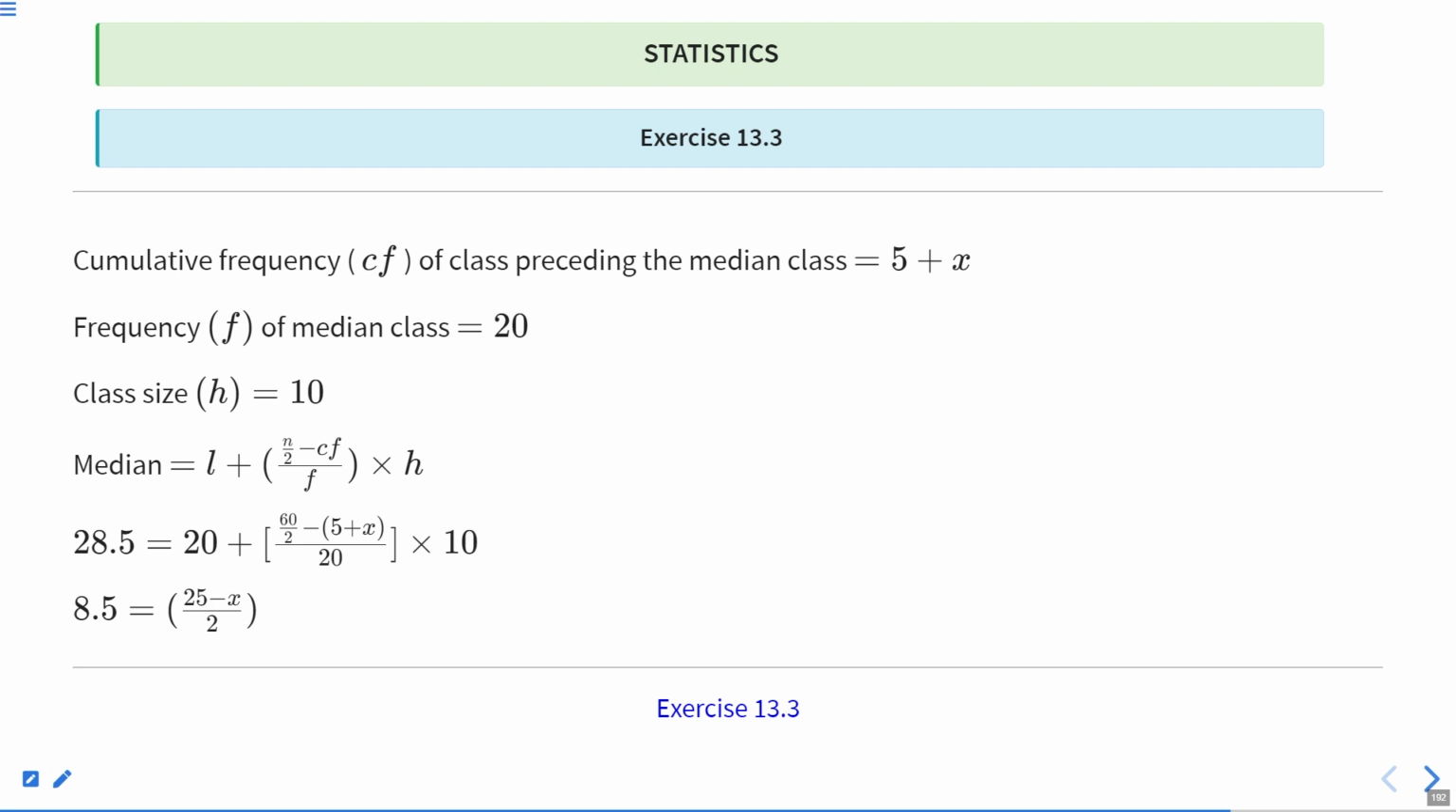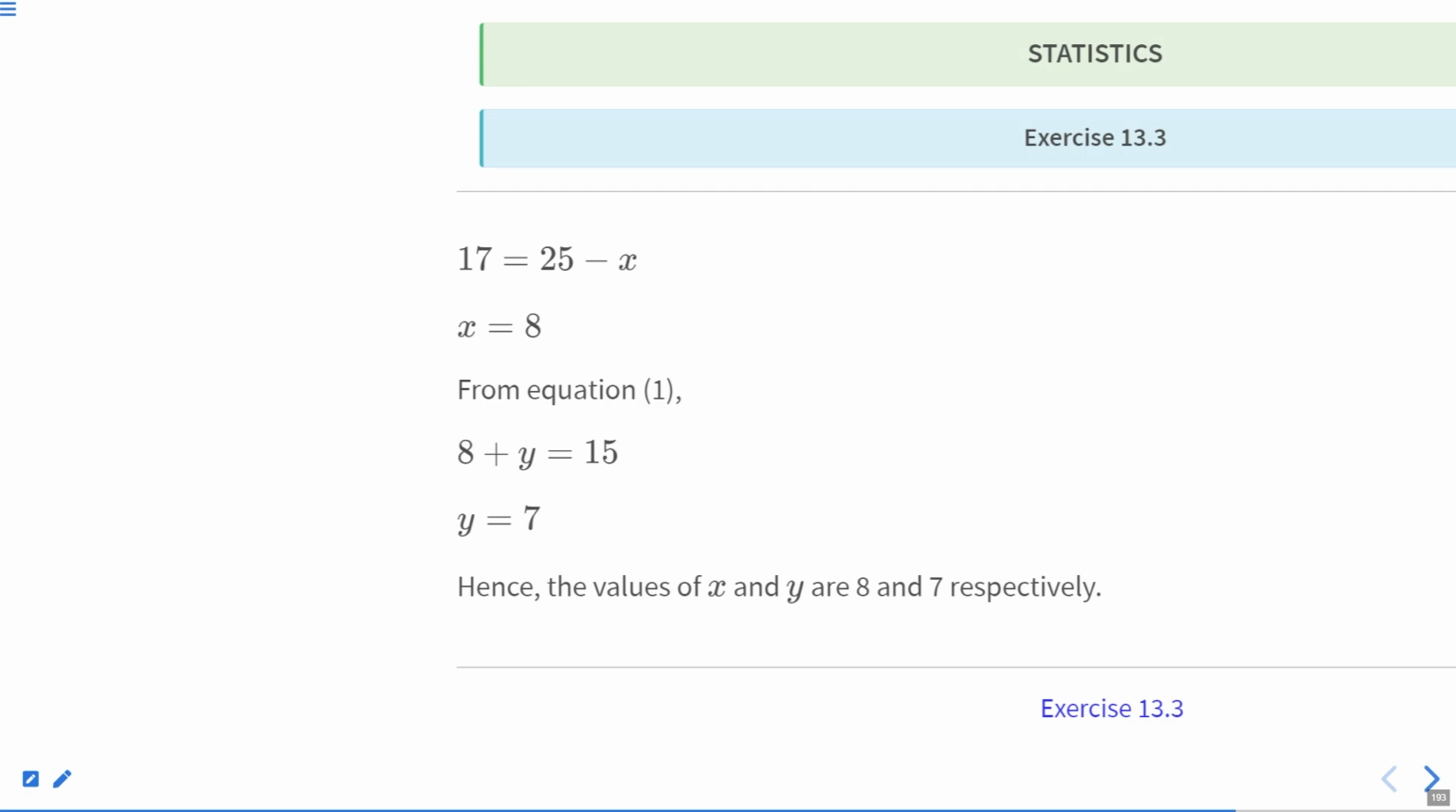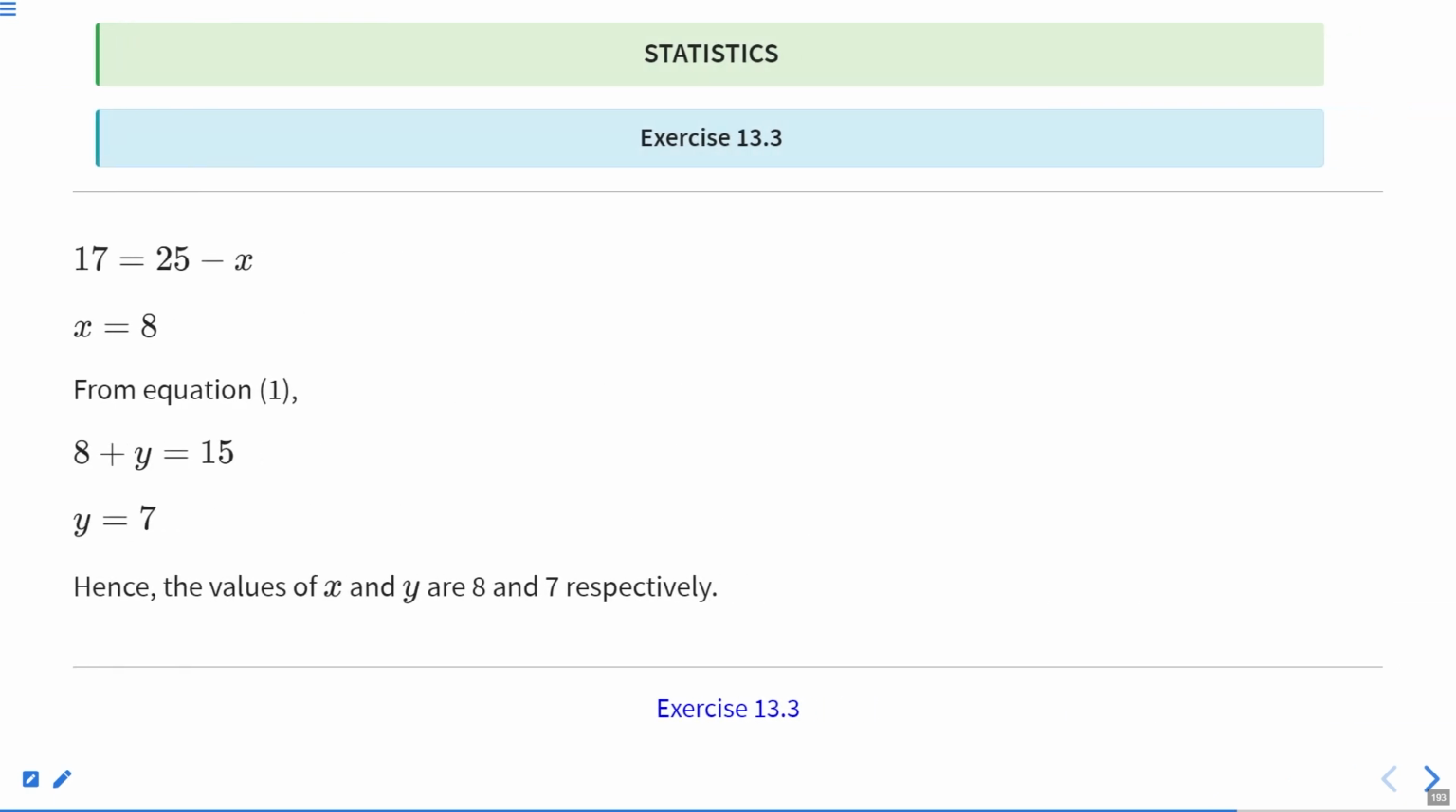So now if we substitute the values of L, n, CF, f and h, we get 28.5 equal to 20 plus (60 by 2 minus (5 plus x)) divided by 20 times 10. Now if we simplify this equation, we get 8.5 equal to (25 minus x) divided by 2. Simplifying further, we get 17 equal to 25 minus x, and it implies x is equal to 8.